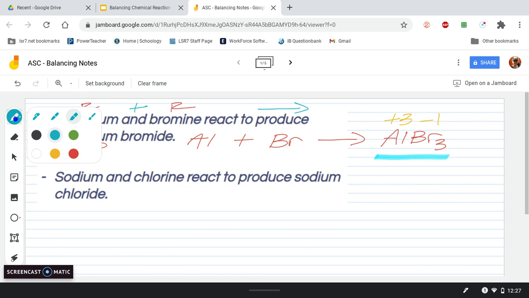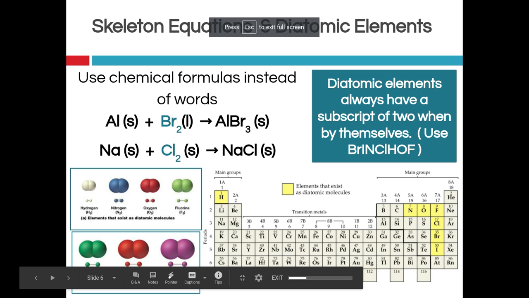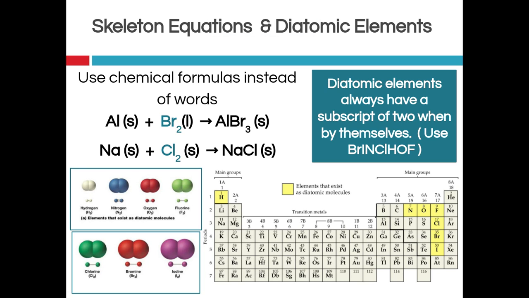Now, I've got to talk about Br for a minute. There are chemicals that are so unstable that they cannot be by themselves. And bromine is one of those chemicals. So let's go back to the slideshow real quick, and let's look at this slide right here. And this says skeletal equations and diatomic elements. So we're writing out a skeletal equation right now, and the one we're writing out is there on top.